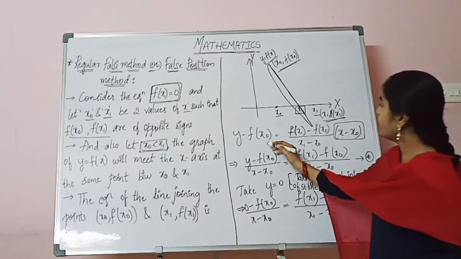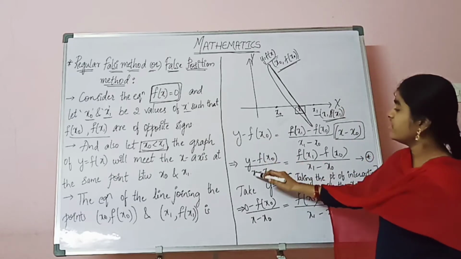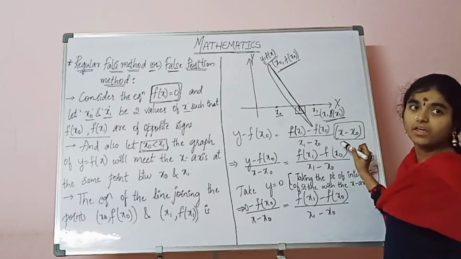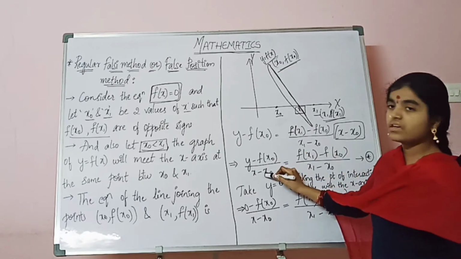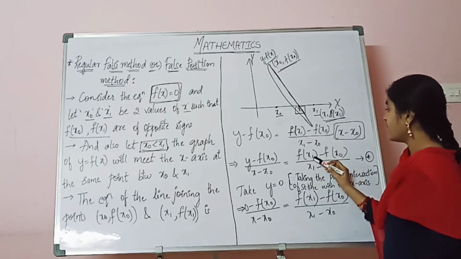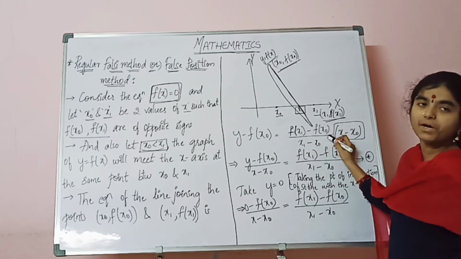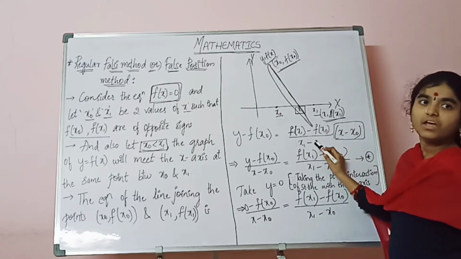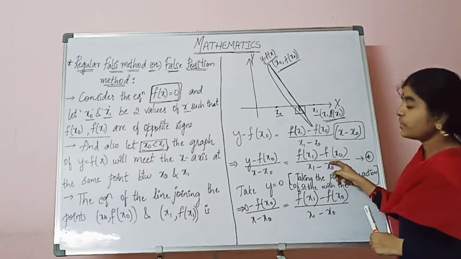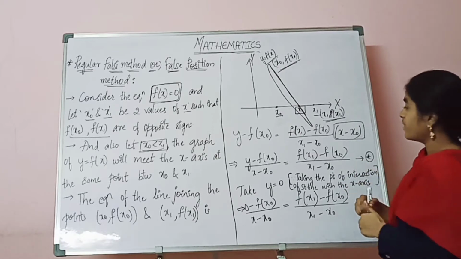Now, y minus f(x0) stays as it is, and the x minus x0 multiplication goes to the other side and becomes division. So y minus f(x0) by x minus x0 equals f(x1) minus f(x0) by x1 minus x0. We consider this equation as star.